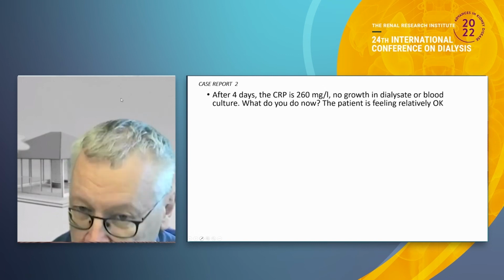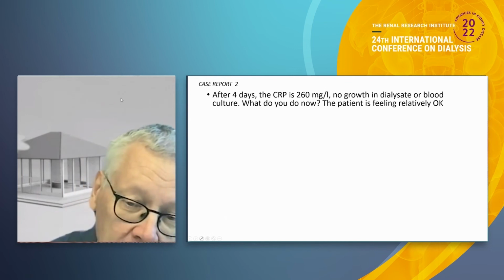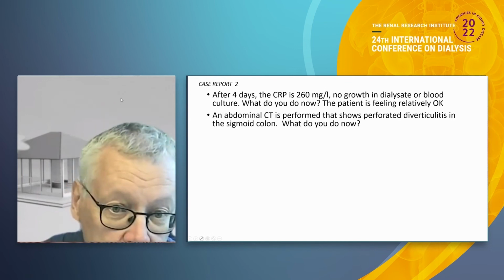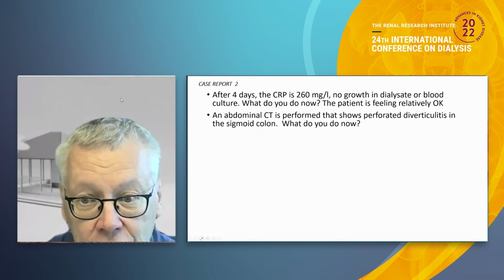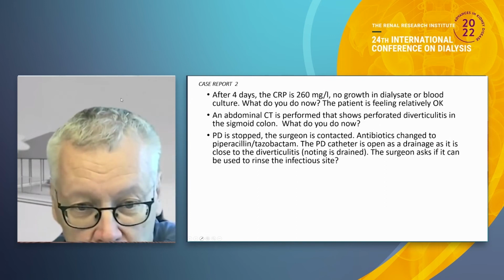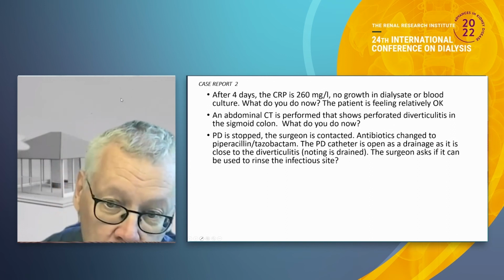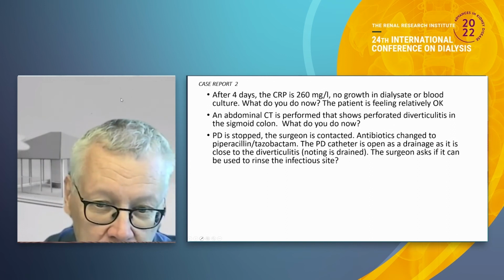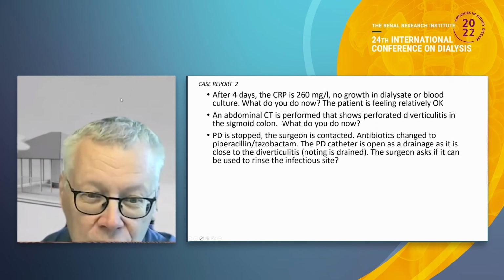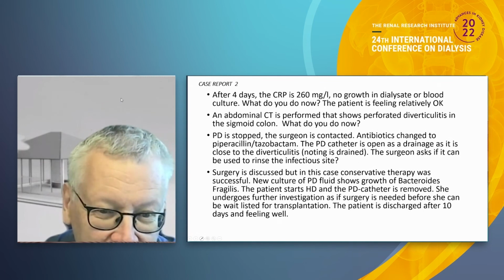What should we do? The patient is fortunately feeling quite well. I can imagine a situation with a similar history where the patient is quite bad, but this patient was quite okay. Of course, we did a CT, which showed a perforated diverticulitis in the sigmoid colon. PD is stopped. We call the surgeon, and we keep the catheter open to see if it gets some drainage, but it's closed. The surgeon asked if it can be used to rinse the infectious site, which of course not, it would just spread the peritonitis in the rest of the abdomen, so we don't do that.